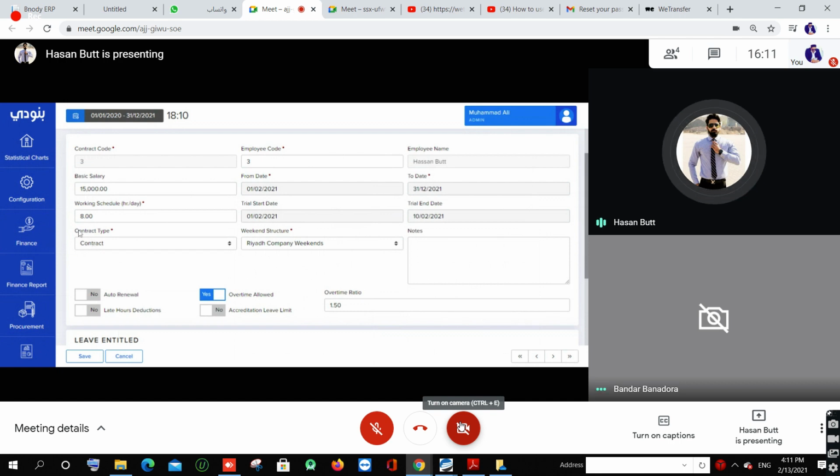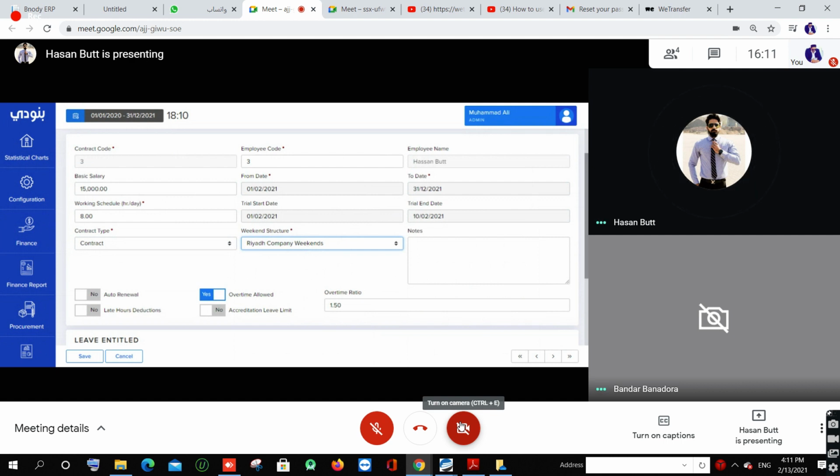Yes. Okay, and this is the contract type. It shows whether the employee is a permanent employee or an intern. We can also add these 3 options because these are the most commonly used options. So we will add the contract, and this is the weekend structure. All right, brothers, as we discussed before in these 2 forms, I explained the weekend structure. So Hassan will follow the weekend structure, the Riyadh company weekends.